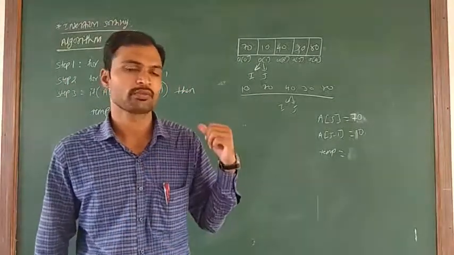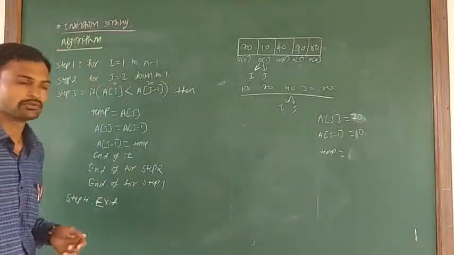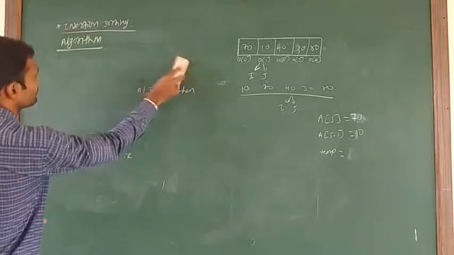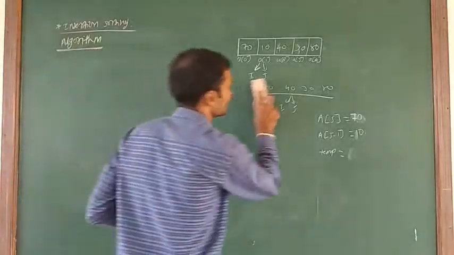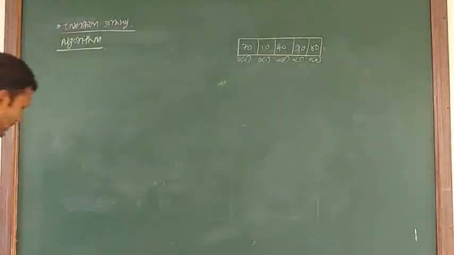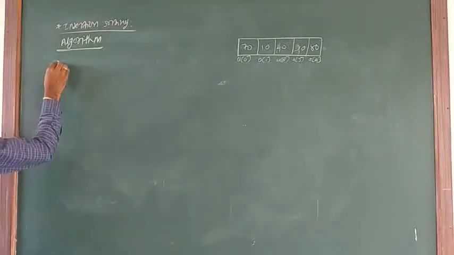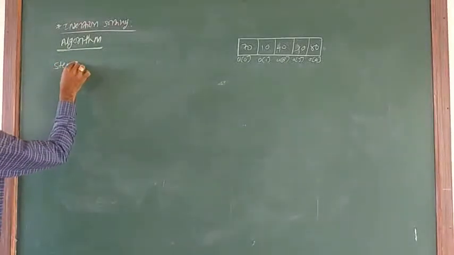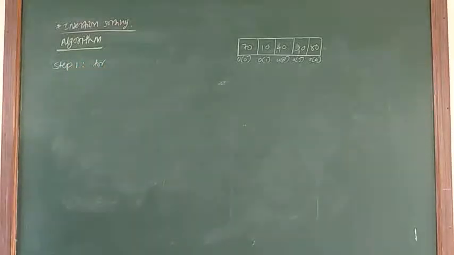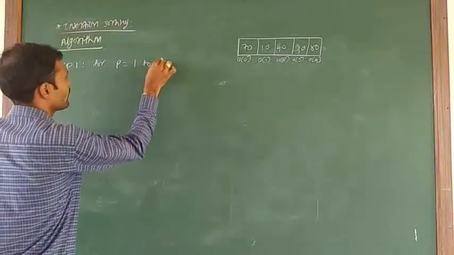I will take one more example, one more algorithm that is based on your government book. That I will explain now. Algorithm, method two, one more example. Step 1: for p is equal to 1 to n minus 1.